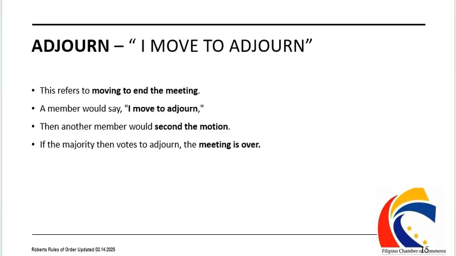Adjourn. I move to adjourn. This refers to moving to end the meeting. A member would say, I move to adjourn. Then another member would second the motion. If the majority then votes to adjourn, the meeting is over.